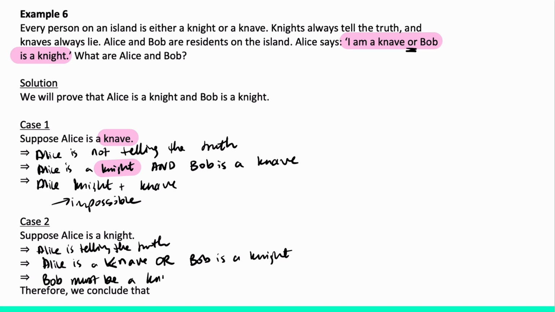That's the only way for her to be telling the truth. So if Bob is a knight and this premise works, then Alice must also be a knight. So therefore we conclude that Alice is a knight and Bob is a knight. Oops. Oh, Bob is a knight. Okay, so that is the first half of this exercise, which is about negating.